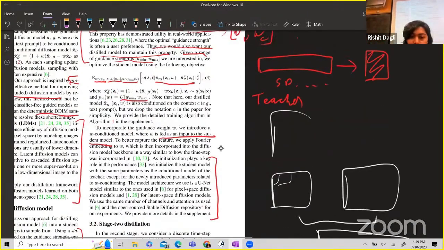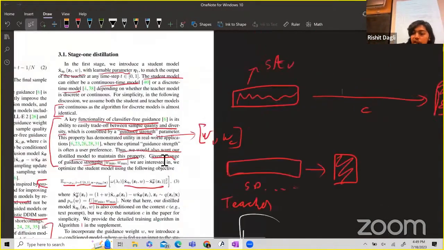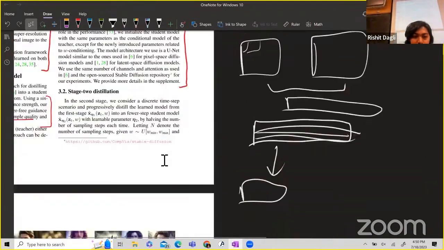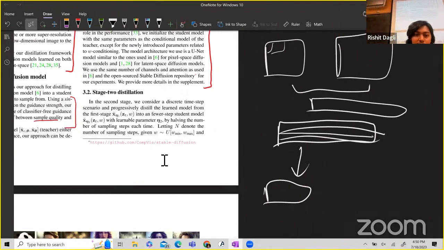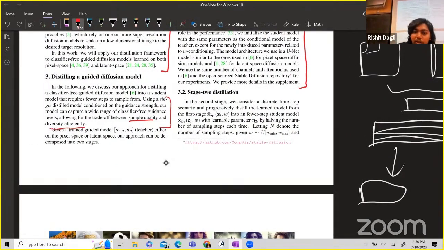And yeah, so what the student model is trying to do is produce the same outputs as Stable Diffusion. So just for this example, I took Stable Diffusion, but whatever the teacher model is, I guess. And then they say something about stage 2 distillation. So in the second stage, we consider a discrete time step scenario and progressively distill the learned model from the first stage into a fewer step model.